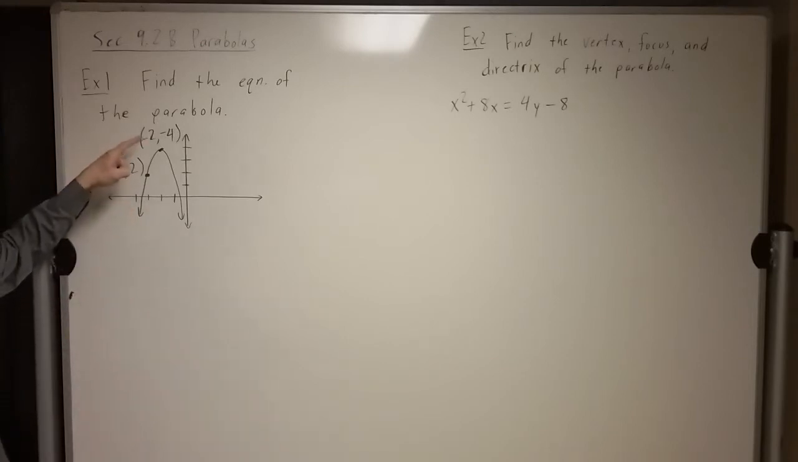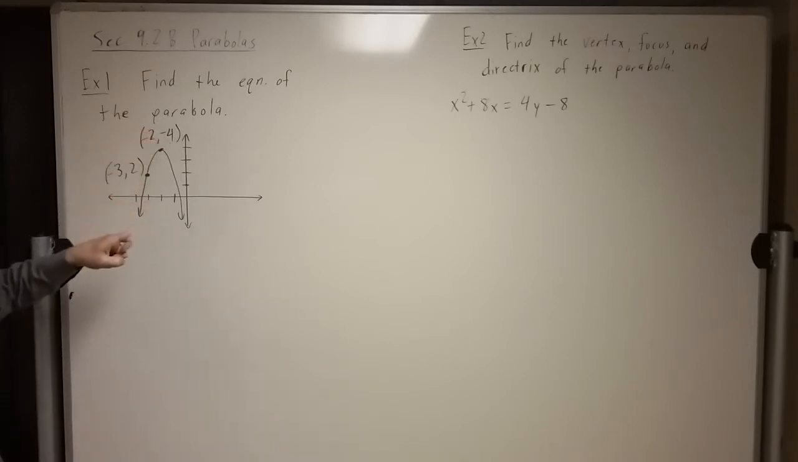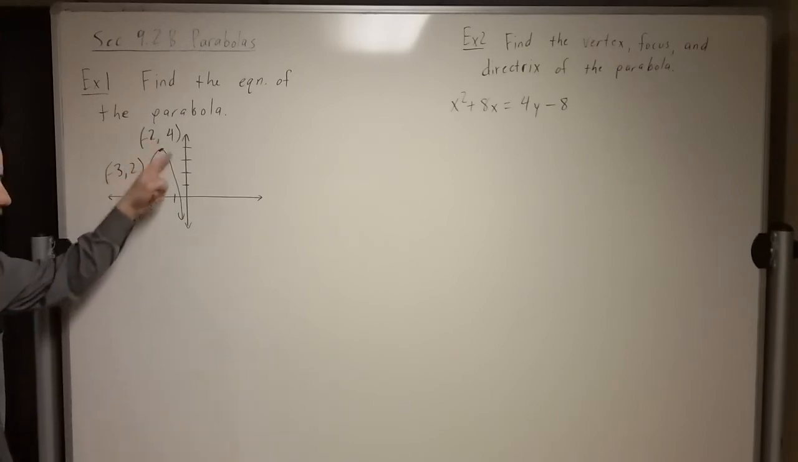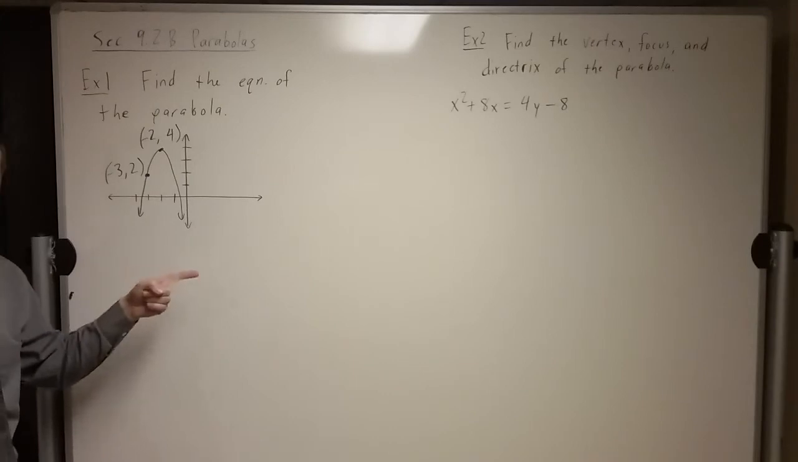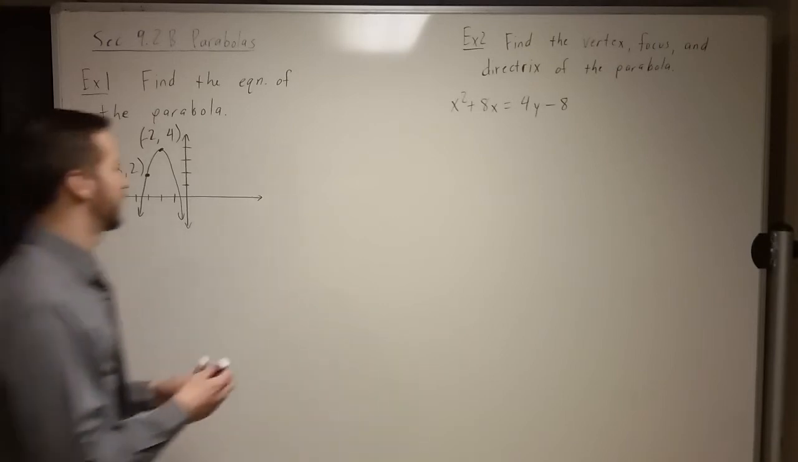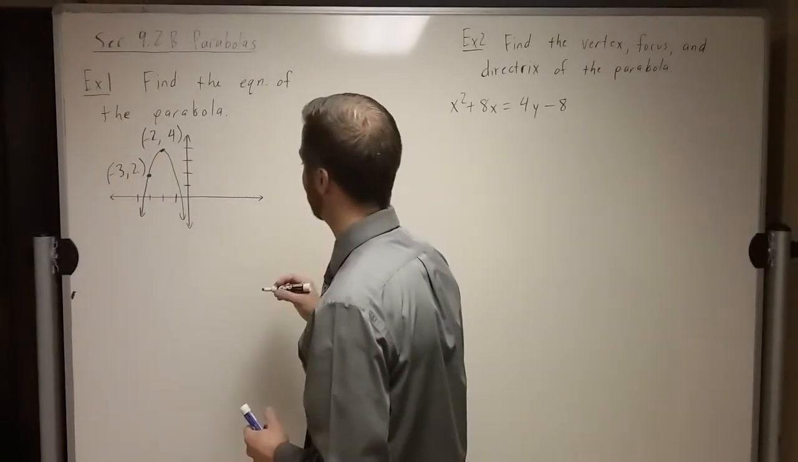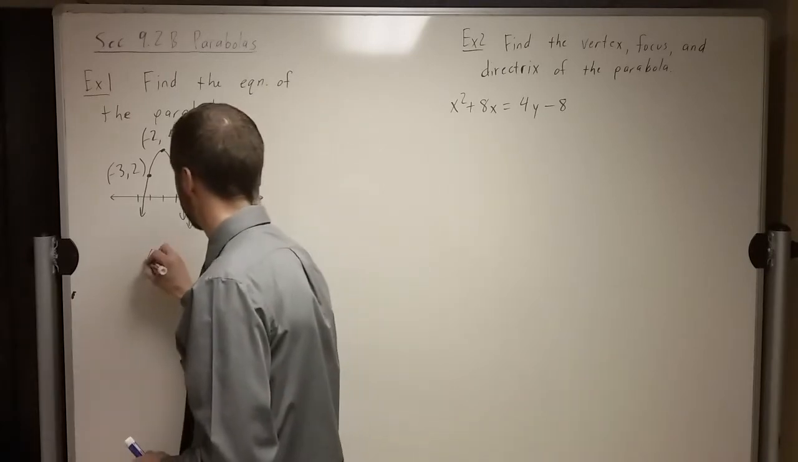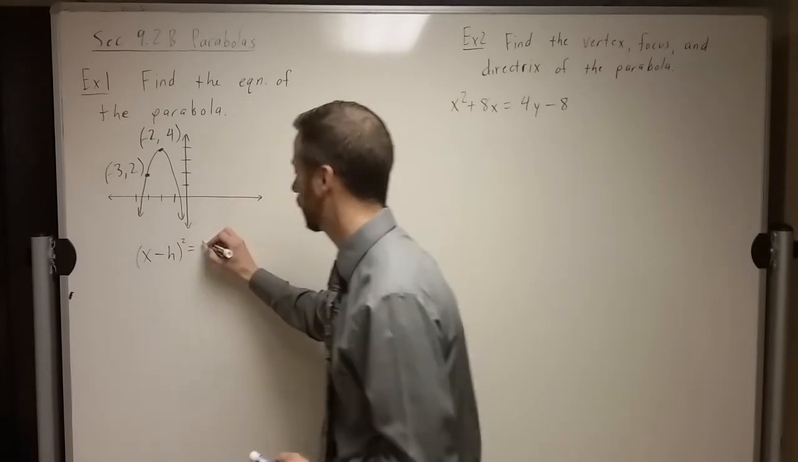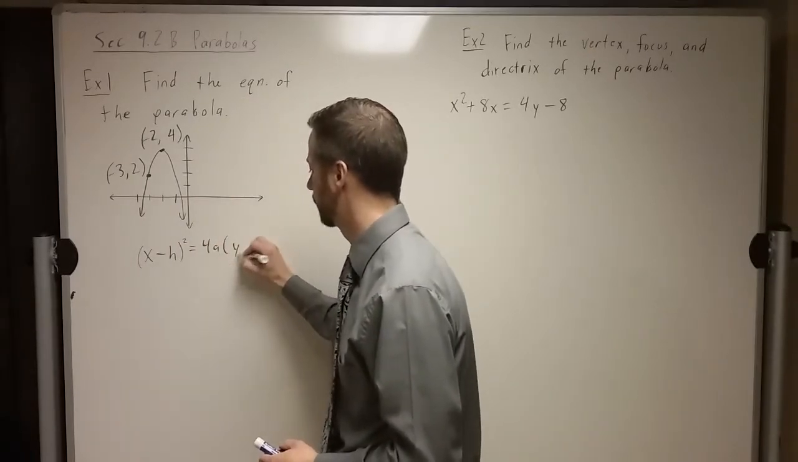So in this case, we know the vertex is (-2, 4). We know this point is (-3, 2). And since this parabola opens down, we learned before that if a parabola opens up or down, that means it has to be an x squared. So from what we saw with the standard equations before, we know this has to look like this: (x minus h) squared equals 4a times (y minus k).